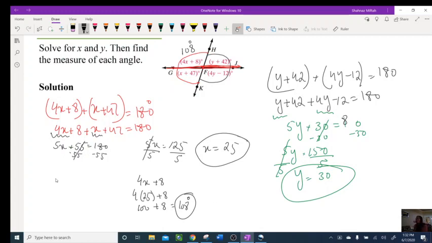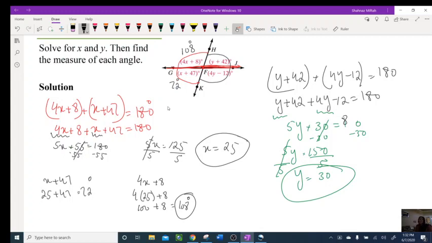Now let's try the other one, x plus 47. Plug in 25 plus 47, which gives 72. So this is going to be 72 degrees. So this portion is 72 degrees. If you add these together, it's going to be 180. Plus 108 will give me 180, yes.